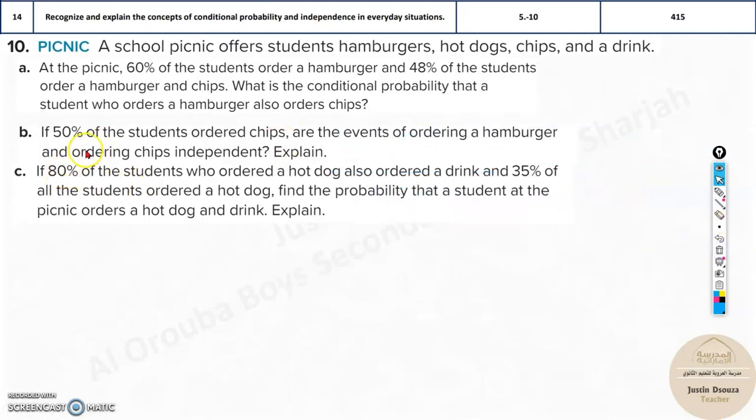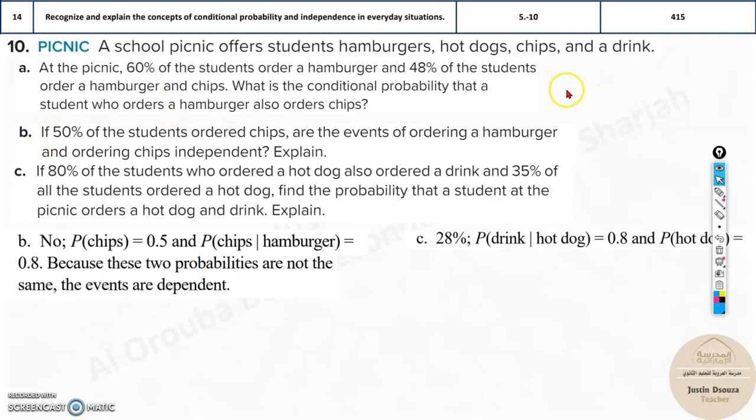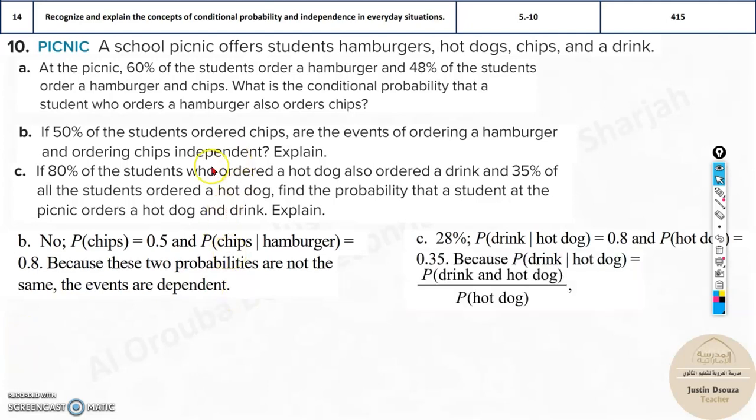And let's look over here. What are the questions? First one, we got the answer already. We have done it just now. If 50% of the students ordered chips. Okay, now here you need to understand whether it is dependent or independent. Let's look at this now. We need to understand what exactly is independent and dependent. Now let's see over here. They have told 50% of students ordered chips. Are the events ordering hamburger and ordering chips independent?